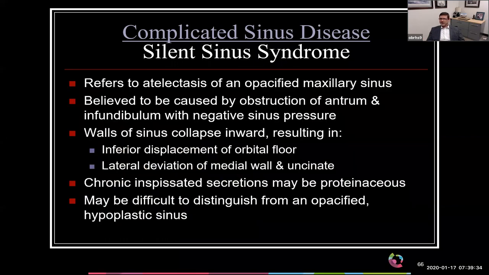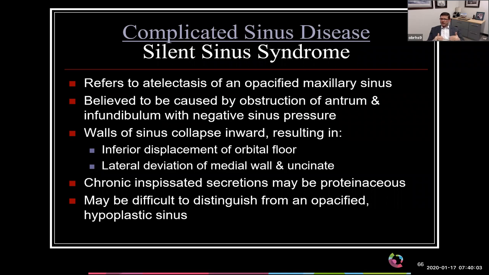And then lastly, silent sinus syndrome. So this is where you have atelectasis or collapse of an opacified maxillary sinus. So this is thought to result from chronic obstruction leading to negative pressure within the maxillary sinus. So you get inward collapse of the walls of the sinus. Most importantly, you get inferior displacement of the orbital floor. And then you can also see lateral deviation of the medial orbital wall and the uncinate process.